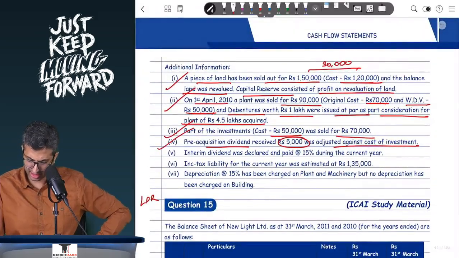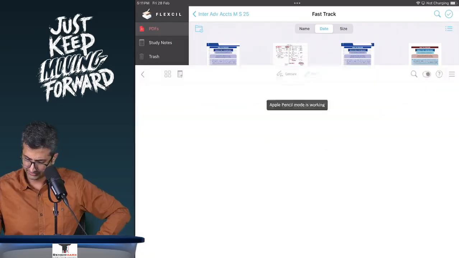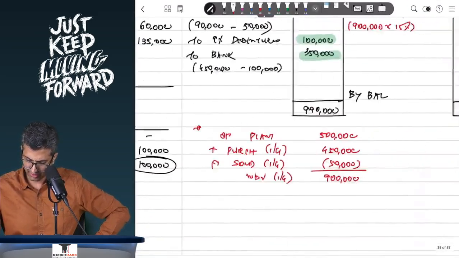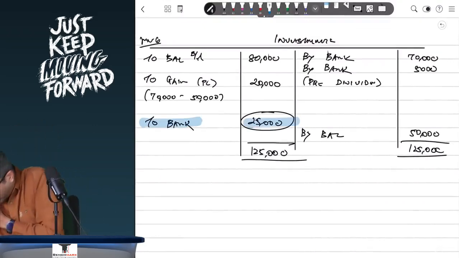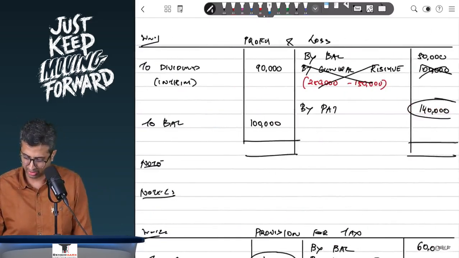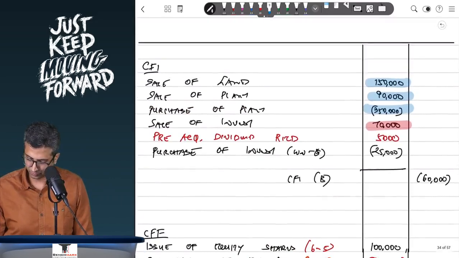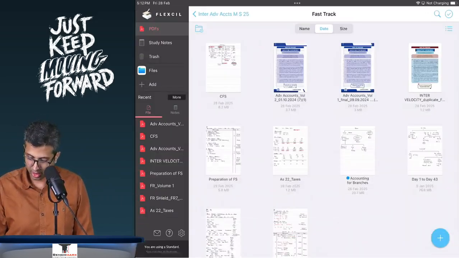Achha, is there anything else? No. So probably you will see if there is any balancing. So this is what? Maybe 25,000 purchase of investments. So if I go to see over here, investments. You can see 25,000 as purchase of investment, and pre-acquisition dividend has to be reduced from cost, so there's no problem in that. So over here you will have pre-acquisition dividend and purchase of investment, and that is about it.